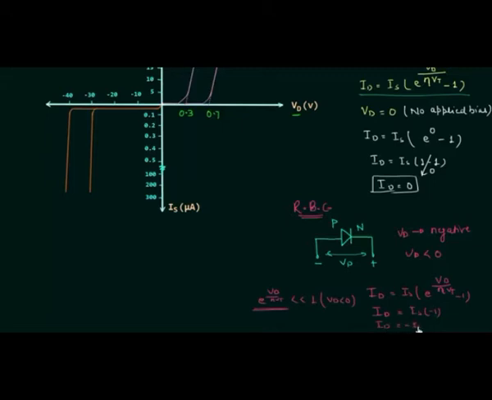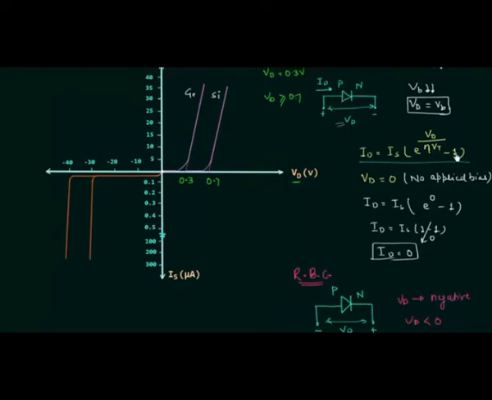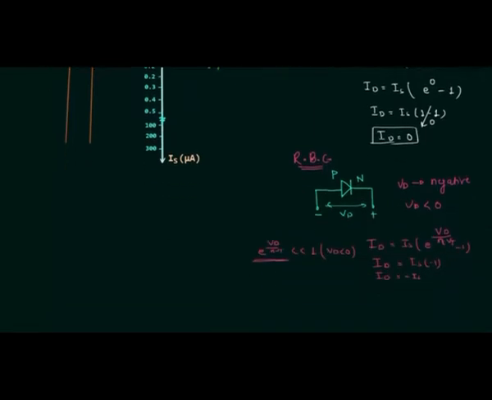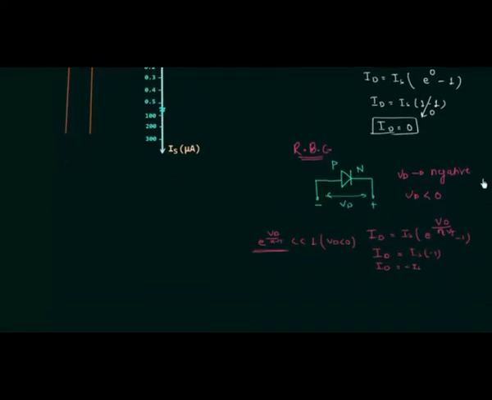So the direction of current in case of reverse bias condition is opposite to this direction, and we have only one current in case of reverse bias condition, and that is the reverse saturation current, and the direction will be like this.